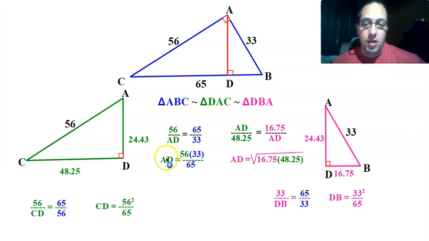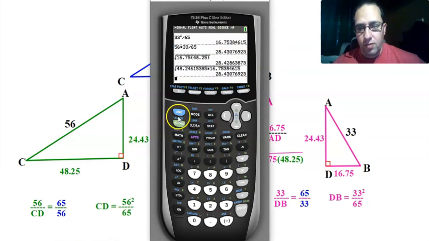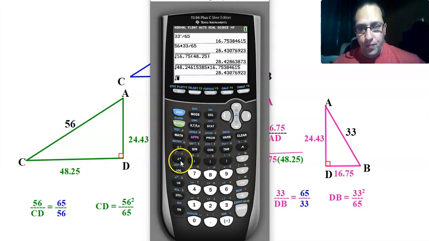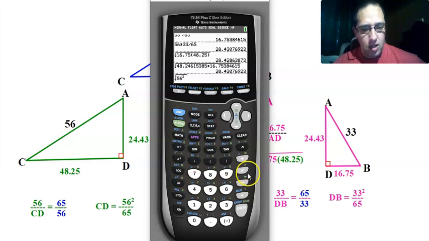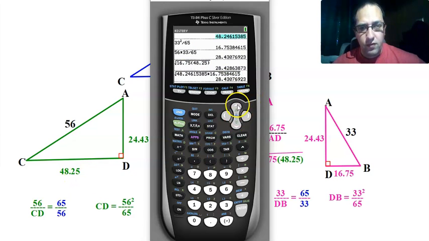Now, I do want to show you one other way we could have found AD. This is a right triangle. I know one side, I know the other side, so I can use the Pythagorean theorem. I'm not going to put this all up there, I'm just going to show you. Pythagorean theorem is a squared plus b squared equals c squared. In this case, I know the hypotenuse, so it would be c squared minus a squared equals b squared. So we want to take the square root of 56 squared minus this number. But I don't want to use this one. I want to use the one that was not rounded. So let's see if I can find it. There it is.